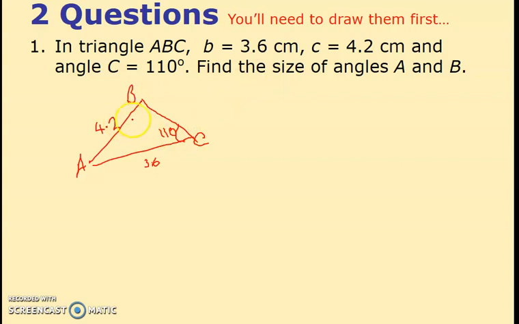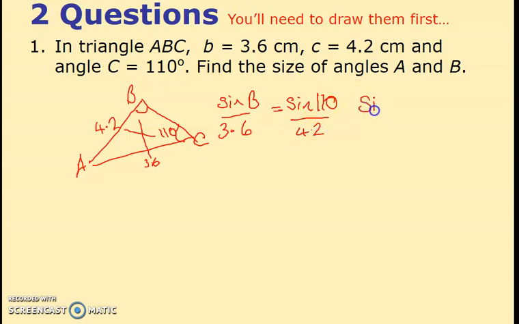Now the one I can find easily is this B up here, because we're playing this opposites game. We need two pairs of opposites. So again, I'm just going to go sine B over the 3.6 equals, so I had an angle on the top, so I shall keep an angle on the top, over 4.2.